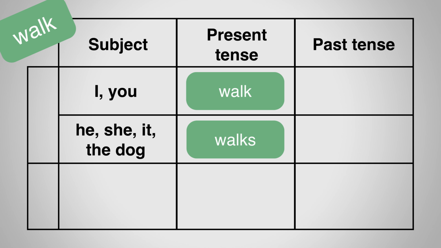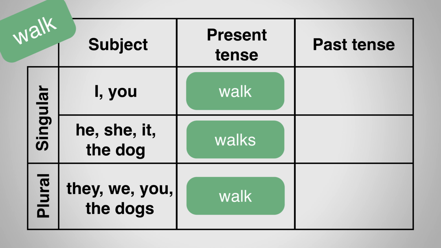So these are all singular subjects. For plural subjects, it's slightly different. They walk, we walk, you walk, the dogs walk. So, as a general rule, when the subject of a sentence is he, she, or it, or is a singular noun, in this example, the dog, the verb ends in s. For all the other subjects, the verb walk doesn't change.